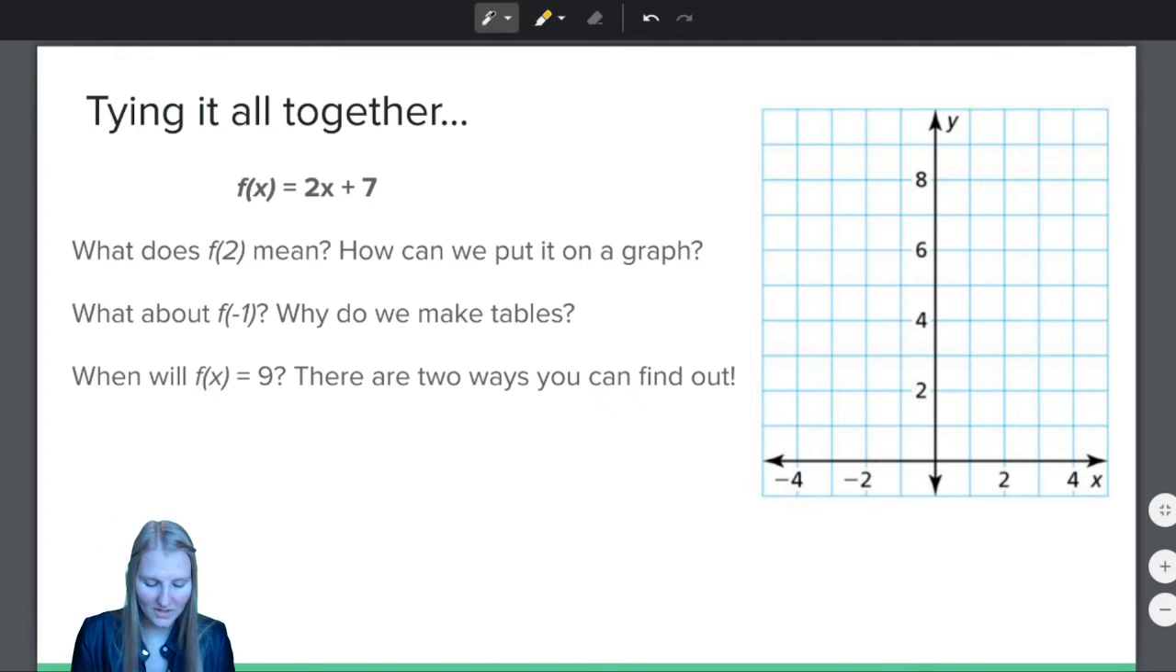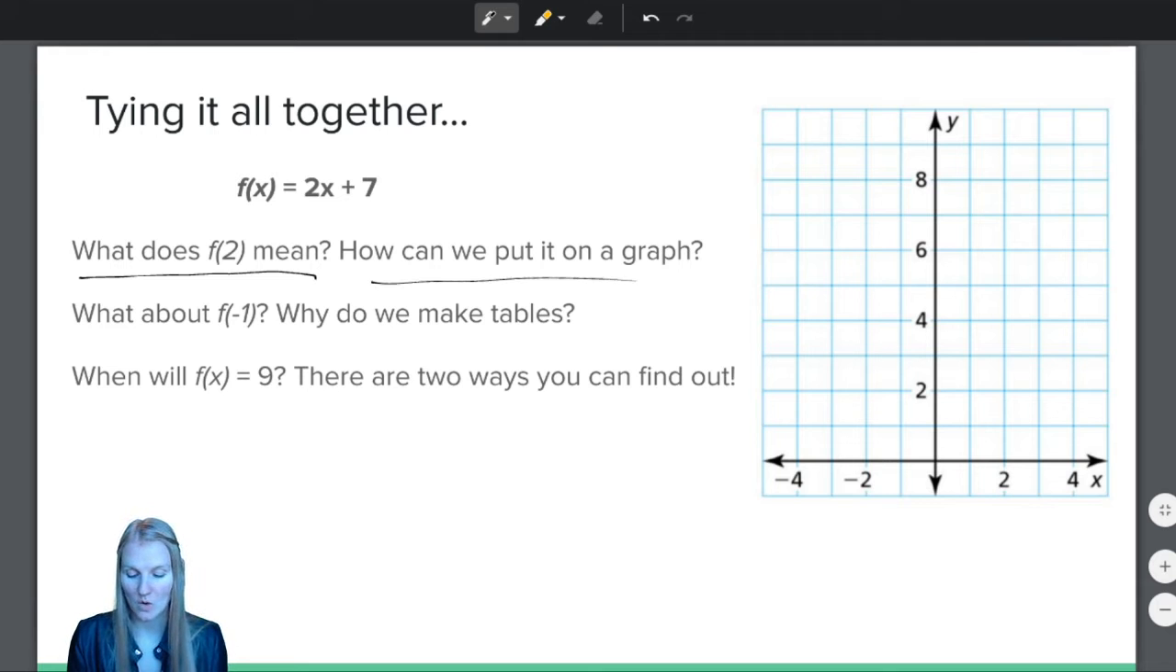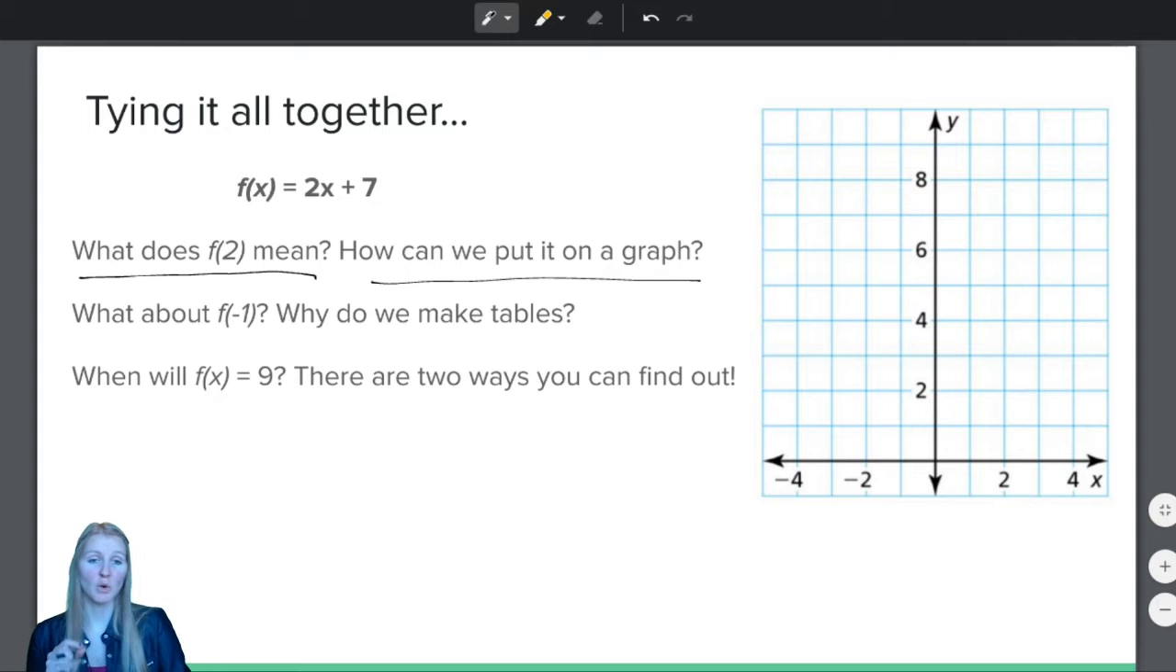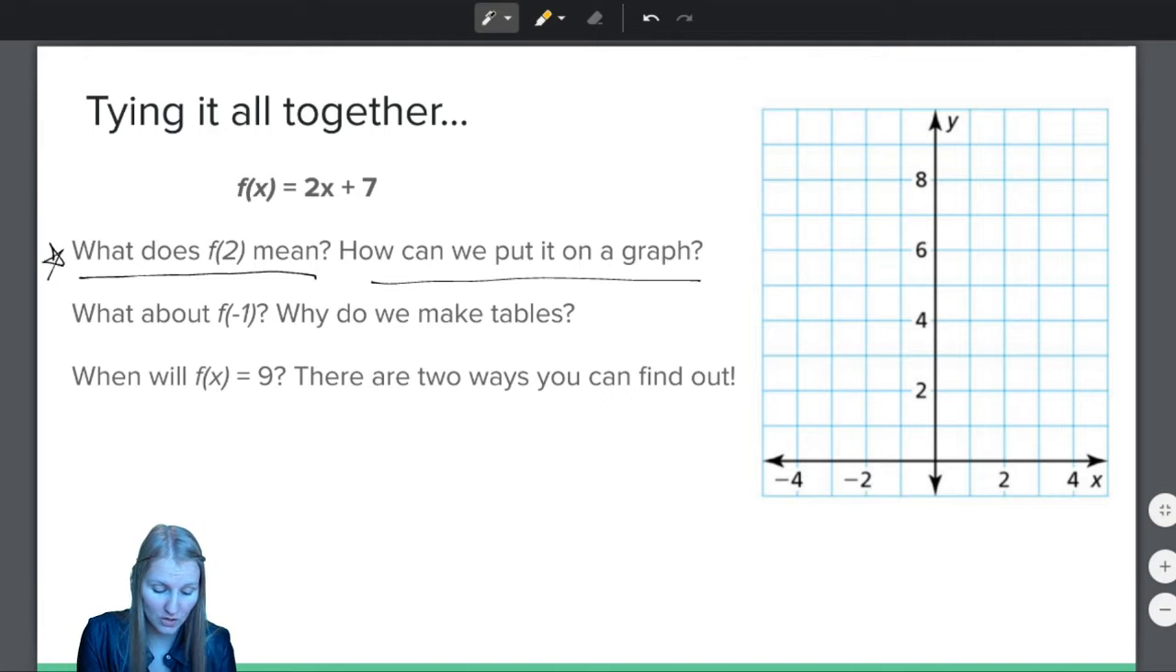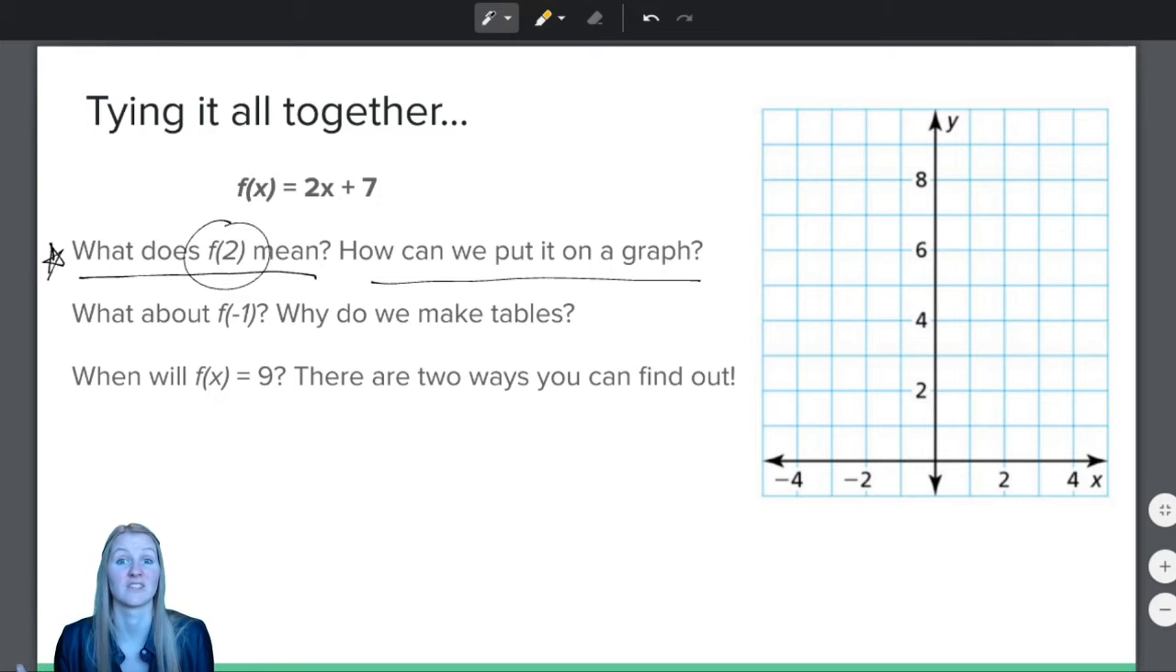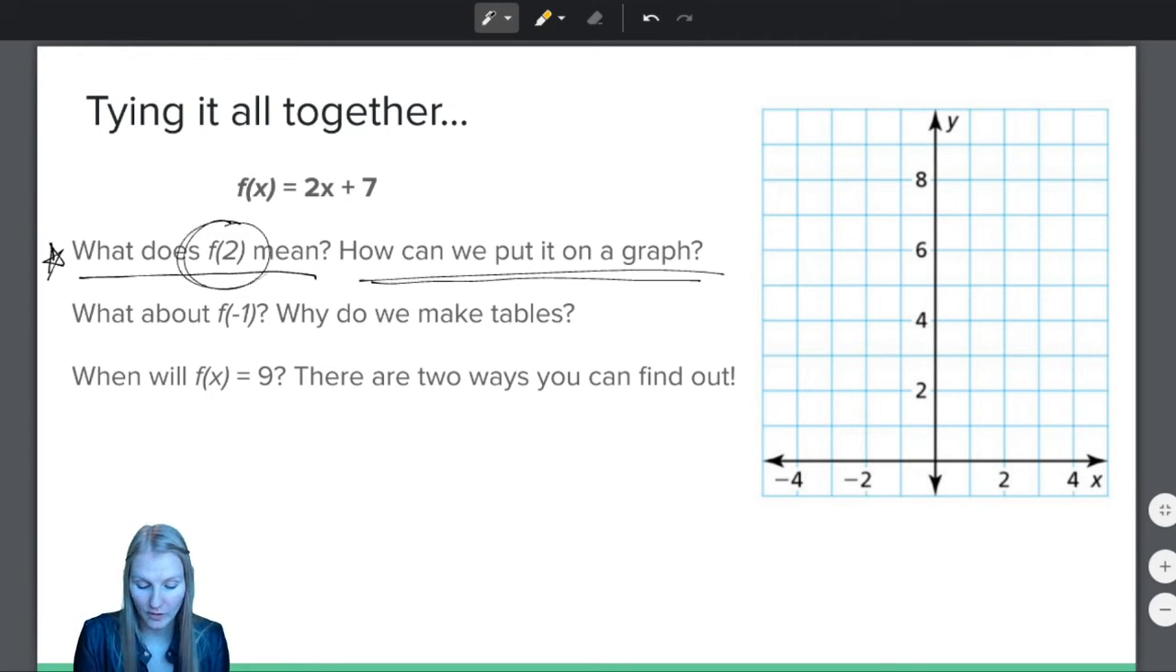So, what does f of 2 mean? And how can we put it on a graph? So, as we go through each part of this, I want you to pause the video and try this on your own. Write your answers to these questions in your notebook. What does f of 2 mean? Can you tell me, if you see f of 2, what does that mean? Say it in your own words. And then, how can we put f of 2 on a graph? So, try that on your own in your notes, and then unpause it, and let's do it together.